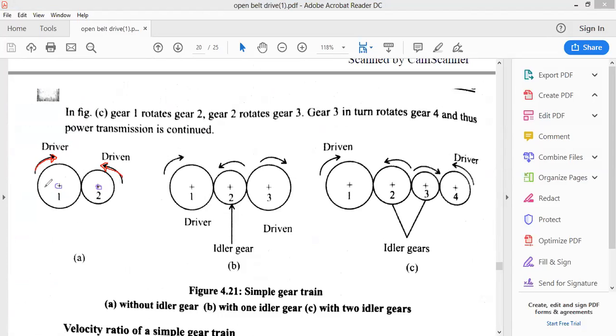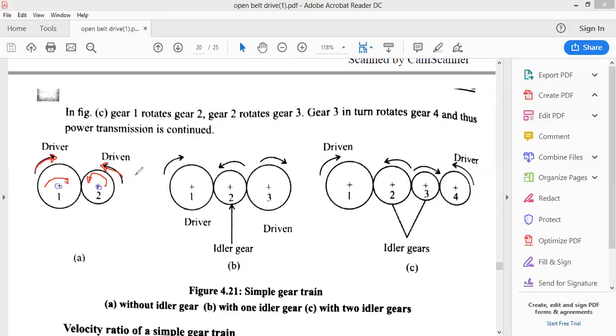Okay, so if the driver gear is going to rotate in clockwise direction, the driven gear here is going to rotate in the anti-clockwise direction. So the direction is going to be reversed.